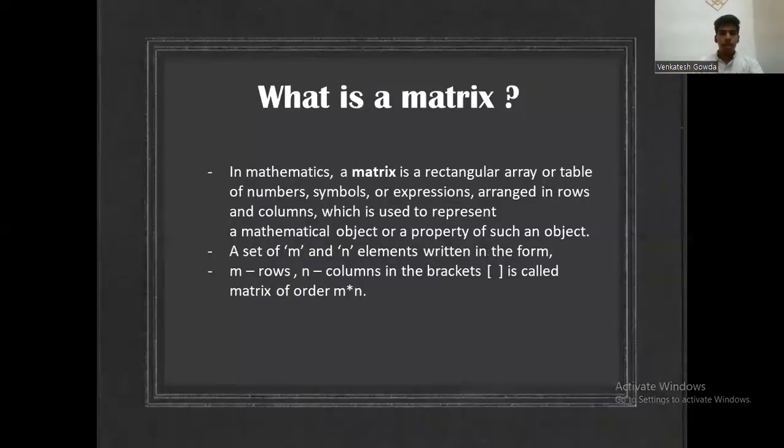Now we shall discuss the matrices that are used in linear algebra. So what is a matrix? In mathematics, a matrix is a rectangular array or table of numbers, symbols, or expressions arranged in rows and columns, which is used to represent a mathematical object or a property of such an object. A matrix containing m and n elements, written with m rows and n columns in square brackets, is called a matrix of order m cross n.